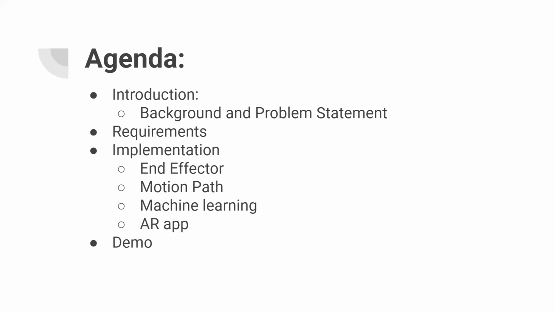We will start off with the introduction, describing the background and problem statement we were given. We will go over the requirements for the project and then jump to the implementation, where we worked on the end effector, motion path, machine learning, and design of an augmented reality app. We will then finish off with the demo of the robot and the AR app.